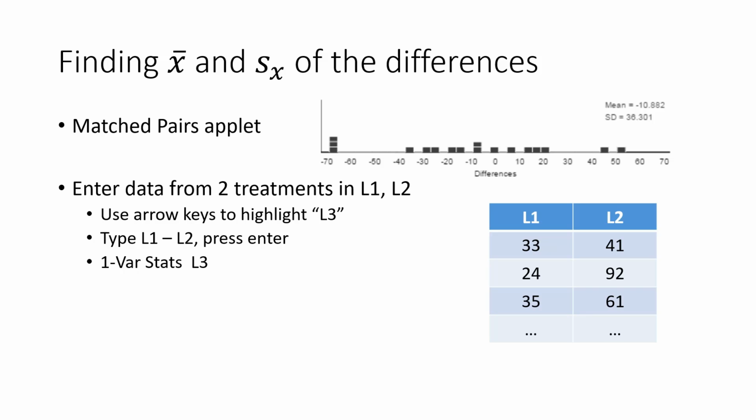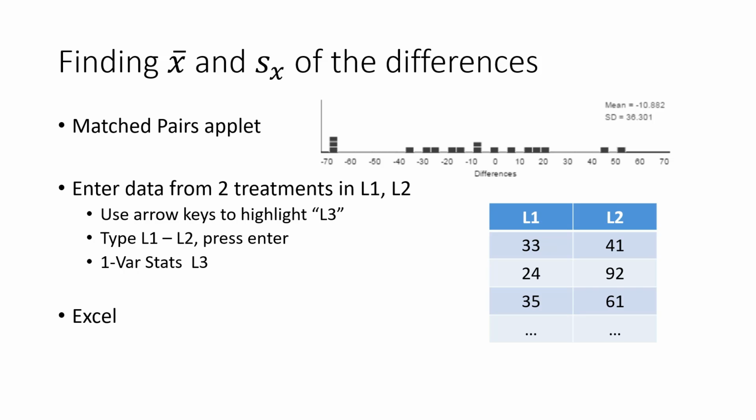So type in L1 minus L2 using the second key and the numbers 1 and 2 to get L1 and L2. And then press enter. This will automatically fill in column L3 with the differences of L1 minus L2. Then you can use stat calc one variable statistics with L3 to find the mean and standard deviation of that column.